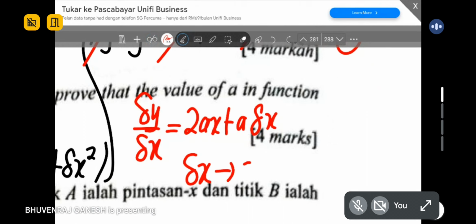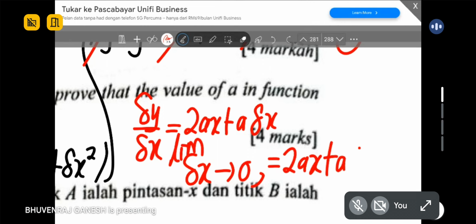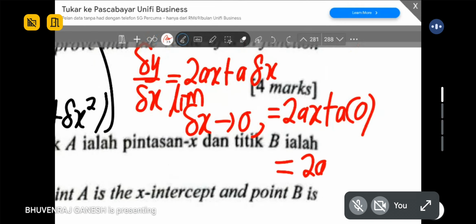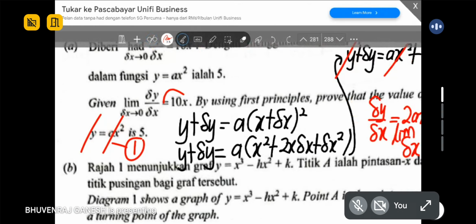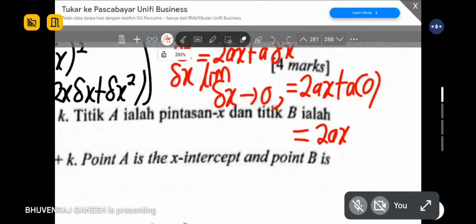Delta x approaches zero, right? Okay, delta x must go to 0. Yeah, your limit. Okay, limit delta x goes to 0. So equal to 2ax plus a times 0. Okay, so what is the answer? 2ax. Am I right? So 2ax equal to 10x. Same, right? Equal to 10x. So what is the answer, guys? a equal to 5. Proven.